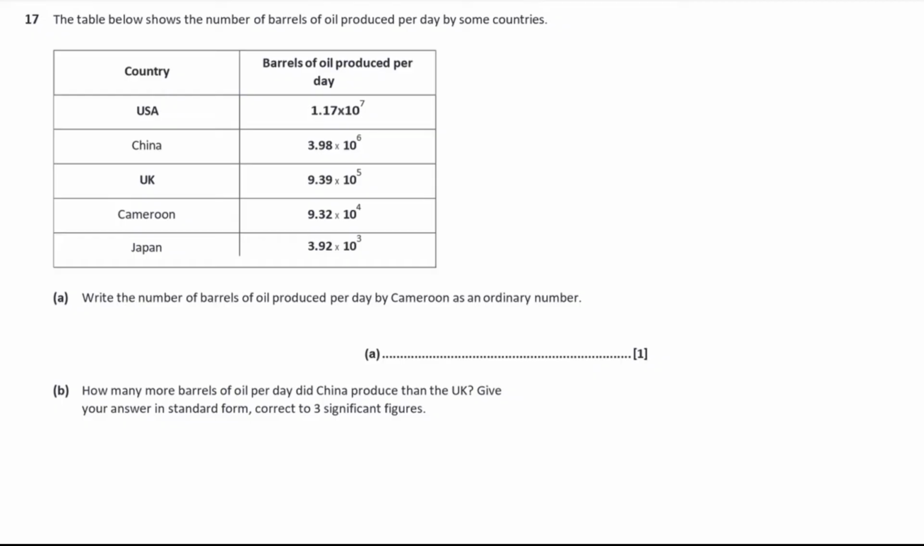Question 17. The table shows the number of barrels of oil produced per day by some countries. So we've got the USA, China, UK, Cameroon and Japan. And the barrels of oil produced per day have each been given in standard form, haven't they? So you've got a number times 10 to the power of something. Now it says write the number of barrels of oil produced per day by Cameroon as an ordinary number. Okay, so I've got in standard form 9.32 times 10 to the 4.